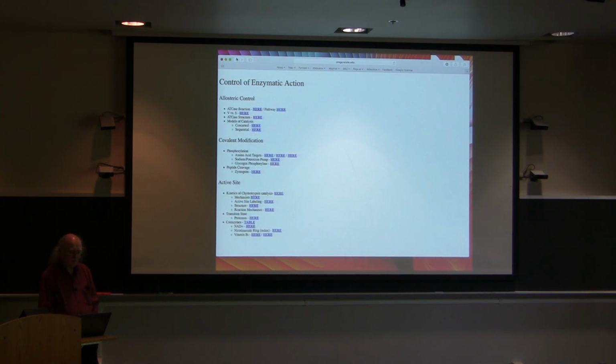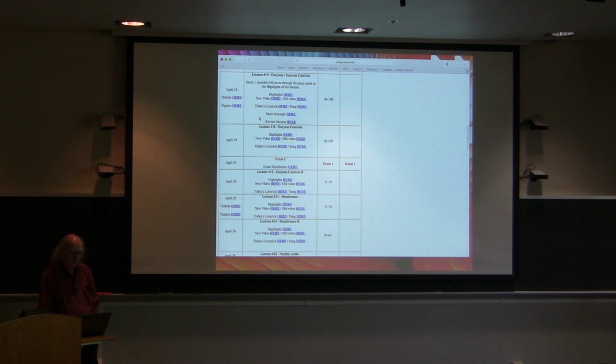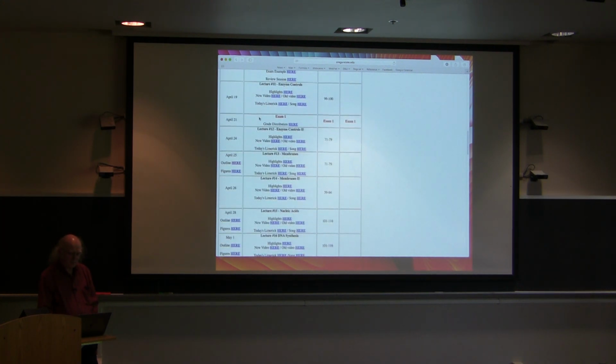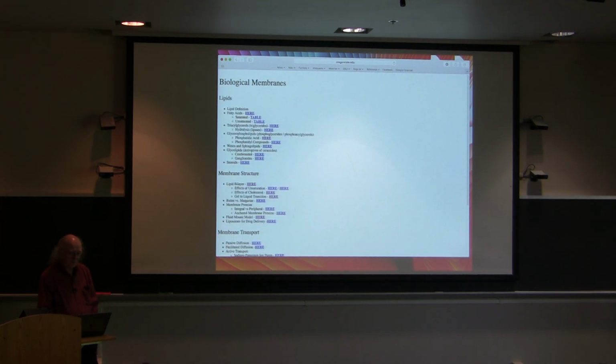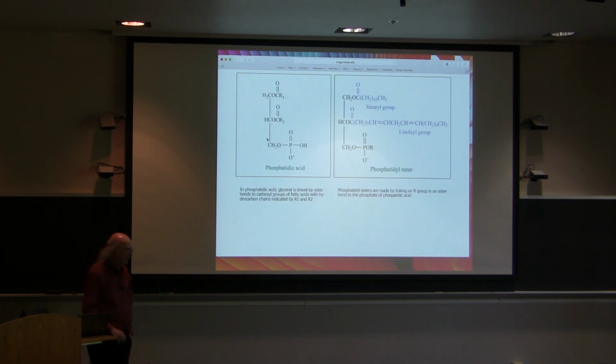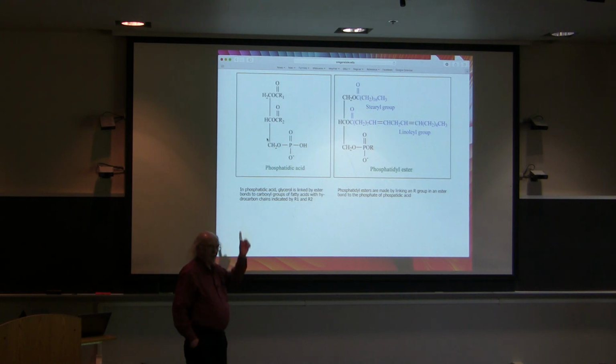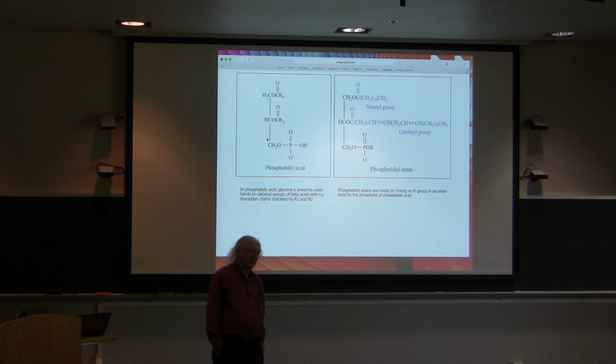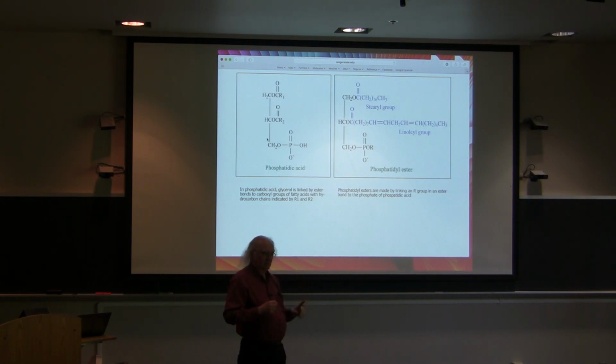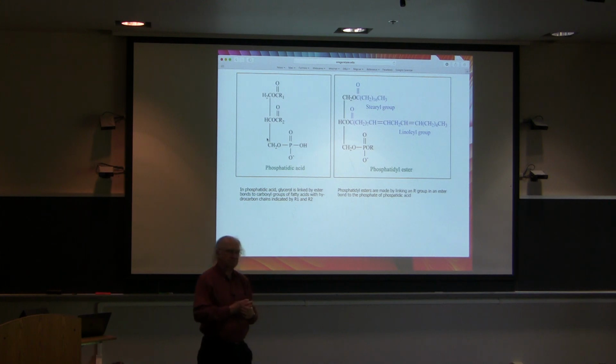And where's our membranes? Here we go. Phosphatidic acid is the one on the left. It's a glycerol phospholipid, meaning it has a glycerol backbone, has two fatty acids, and it has a phosphate on it. If I put anything onto that phosphate, I create a phosphatide. That's what a phosphatide is.